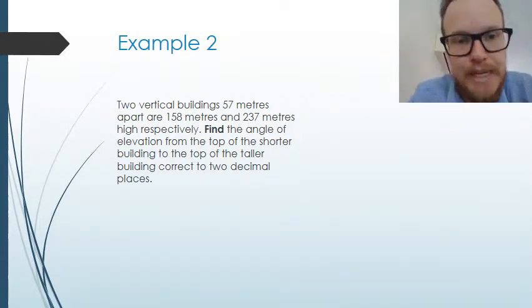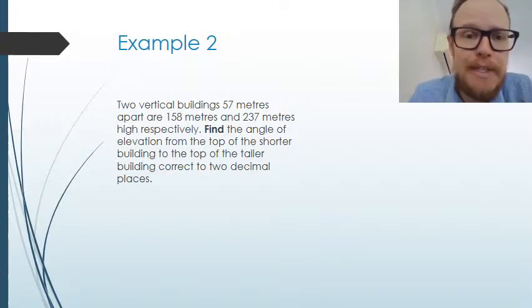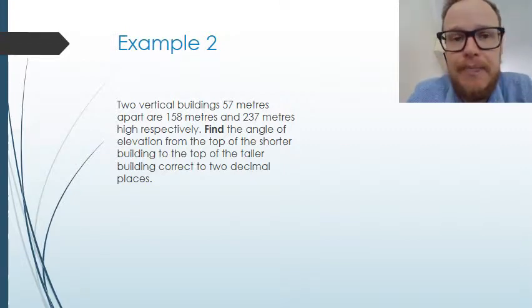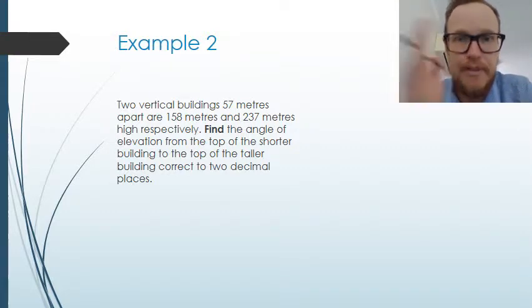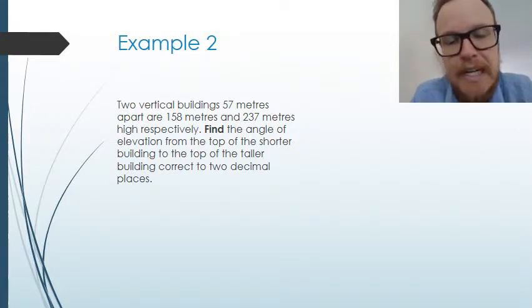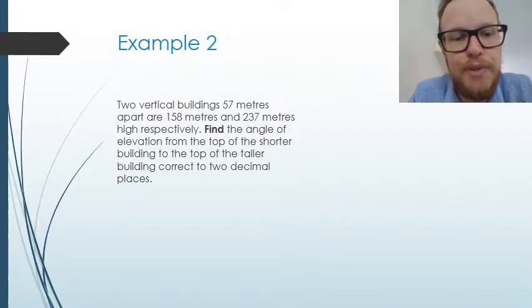Looking at example 2 now. We've got 2 vertical buildings 57 metres apart, and they are 158 metres and 237 metres high respectively. That means that the first one's 158 metres, the second one is 237 metres. Find the angle of elevation from the top of the shorter building to the top of the taller building, correct to 2 decimal places.